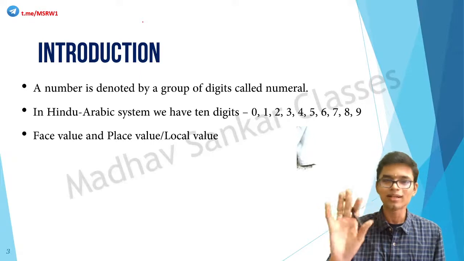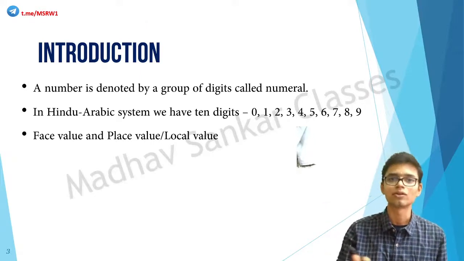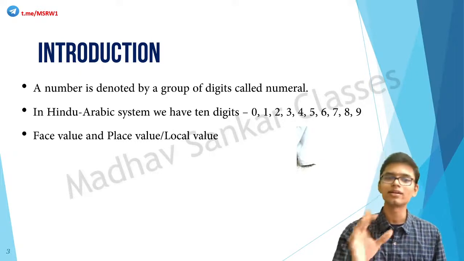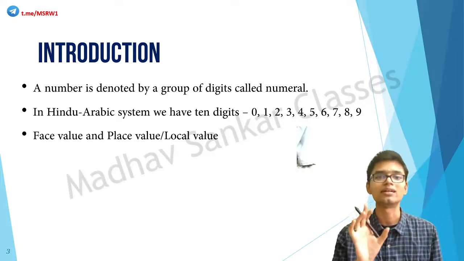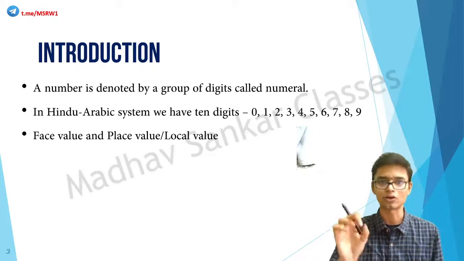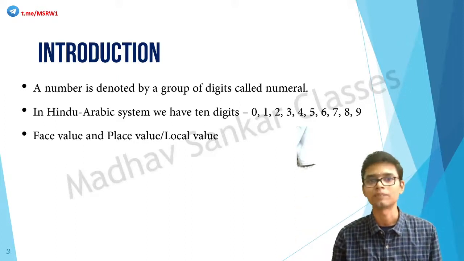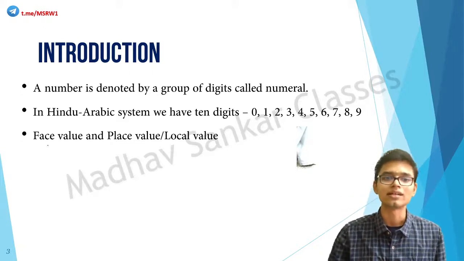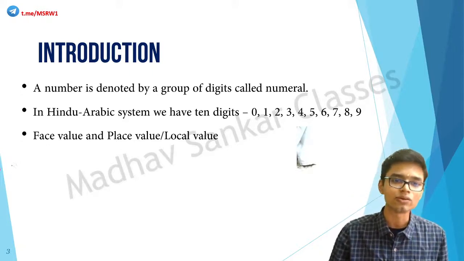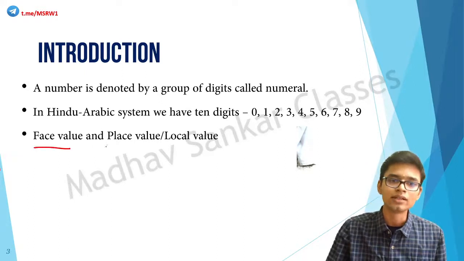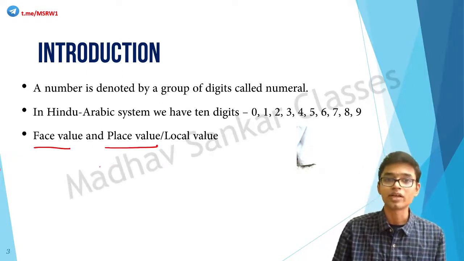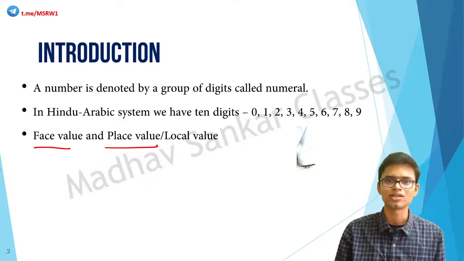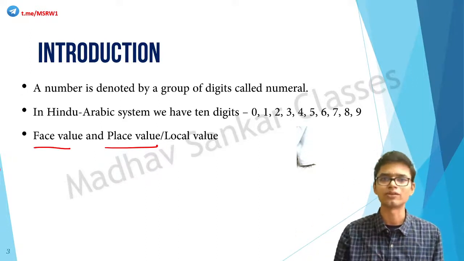So basically, a number is denoted by a group of digits, right? A group of digits together forms a number. And in our Hindu Arabic system, we have 10 different digits, 0, 1, 2, 3, all the way up to 9. So two common terms that we see regarding numbers are face value and place value. This is important for your exam. Place value is sometimes known as local value as well. So what is this place value and what is this face value?